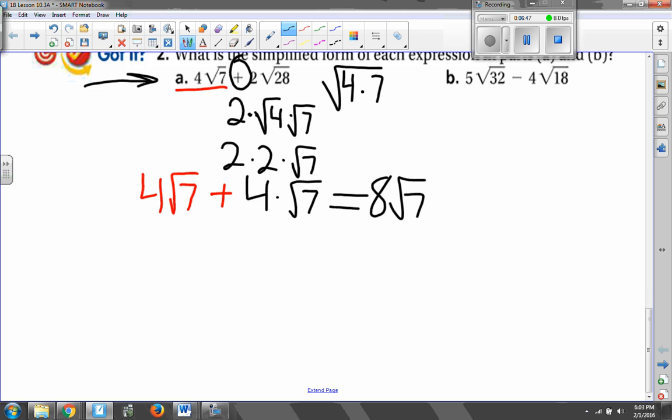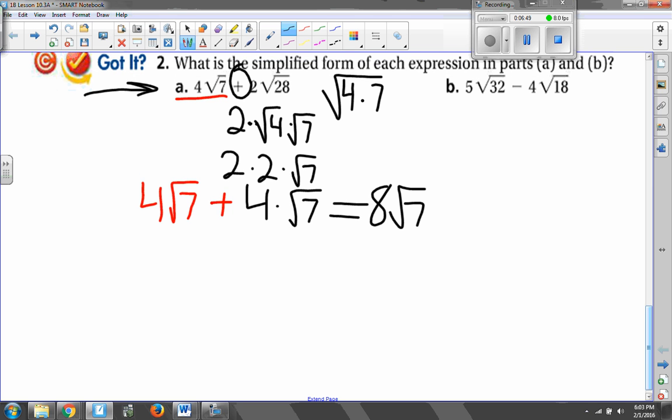Now, I would like you to look at letter B. Take a look at this problem here. 5 square roots of 32 minus 4 square roots of 18. Simplify both of those radicals because you can. And then simplify and put those two together. Once you have the same square root number, you're allowed to do that. Take a look at that, pause the video, come on back, and I'll show you what we should get.